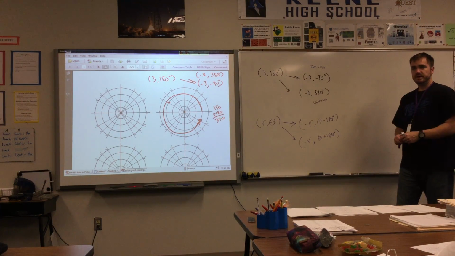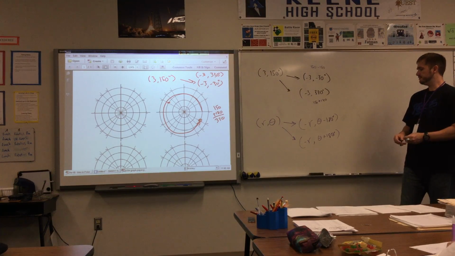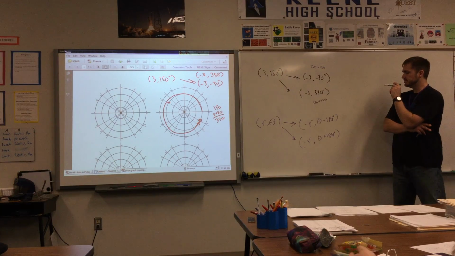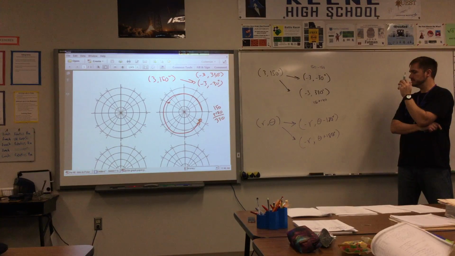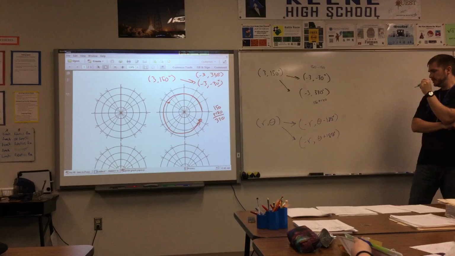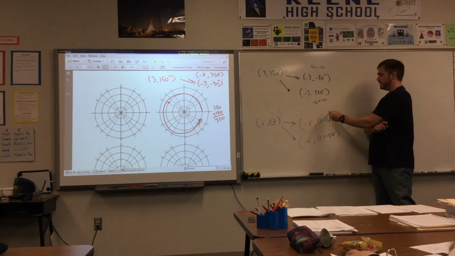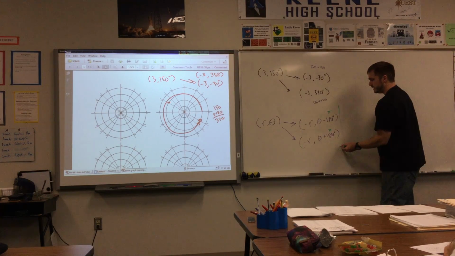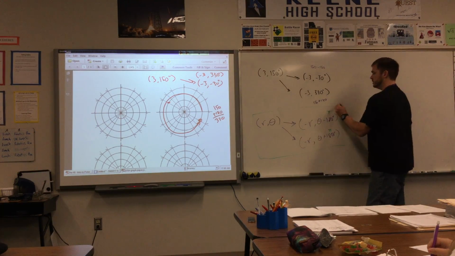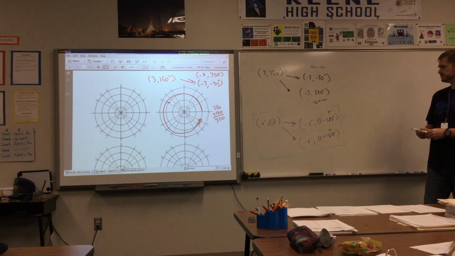And what if this was in radians? How would this formula be different? Nick? Yeah, plus pi and minus pi. So instead of 180, we do pi. This is definitely worth writing down. We're going to make use of that here momentarily.